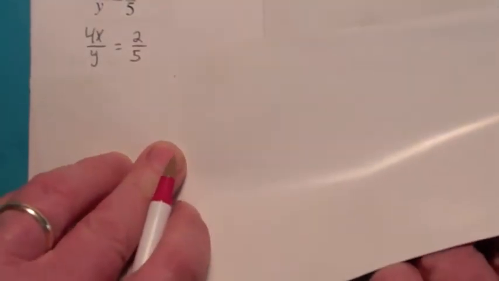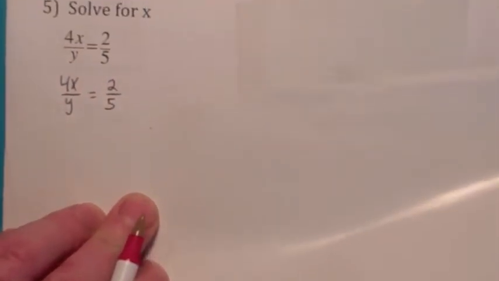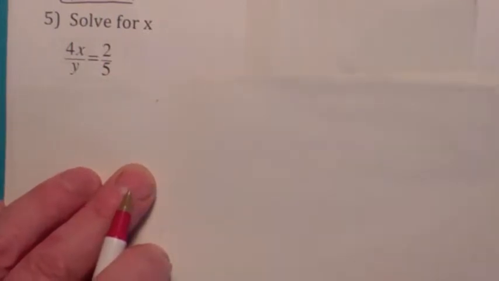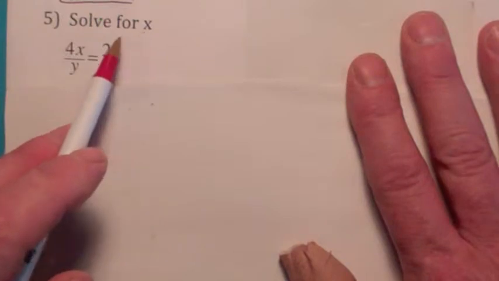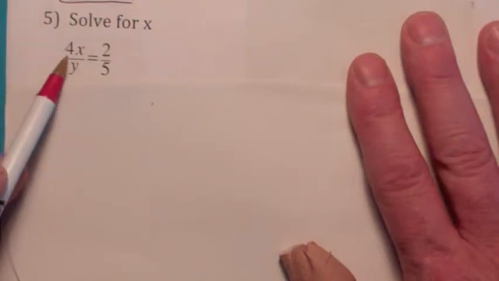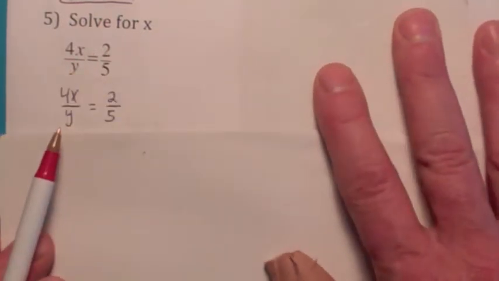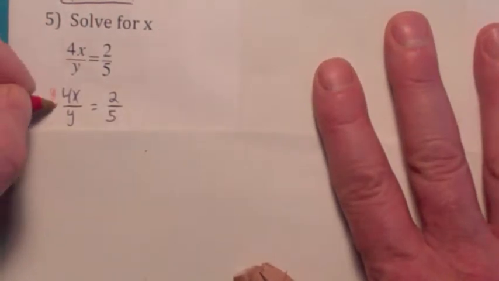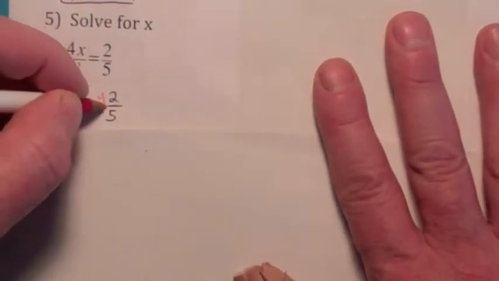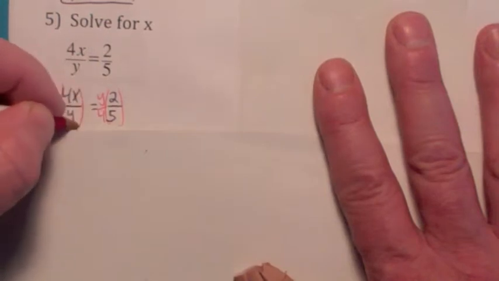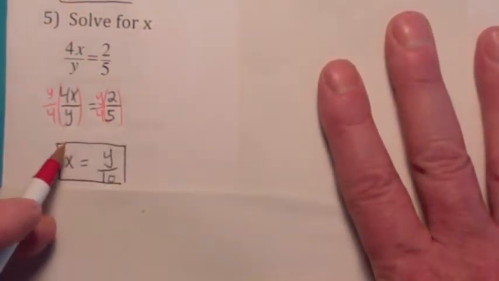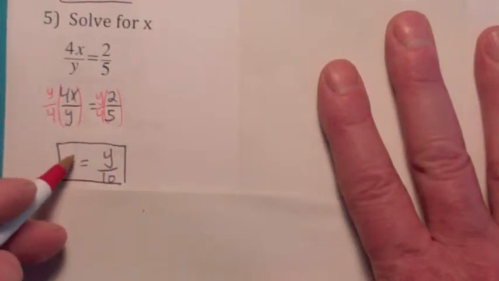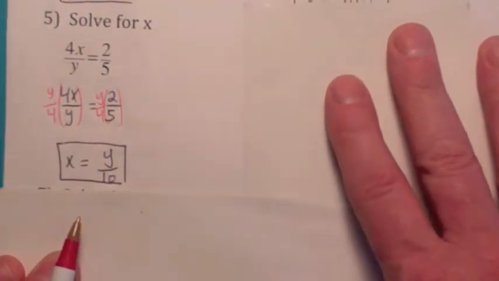Okay, let's look at this one. In this one, you've got 4x over y equals 2/5. The coefficient of x, which we're trying to solve for, is actually 4 over y. So what you're going to do is multiply by the reciprocal, which is y over 4. Multiply both sides by y over 4. Now on the left side, the y's and the 4's cancel, so you have x. On the right side, you get 2y over 20, which is the same as y over 10.